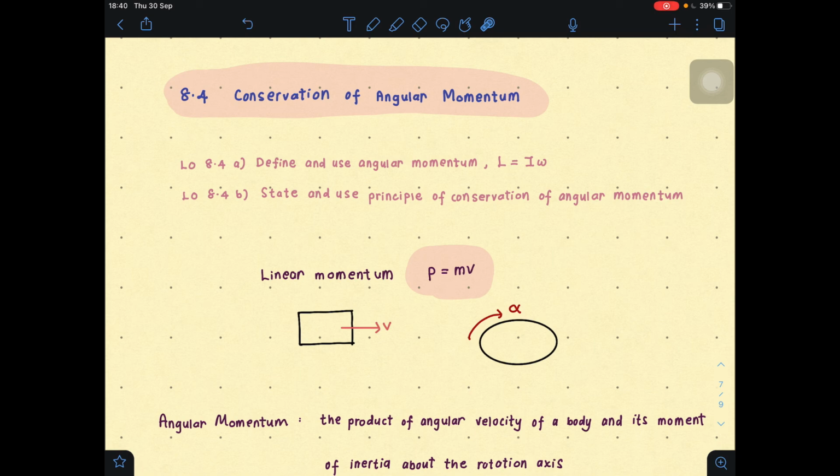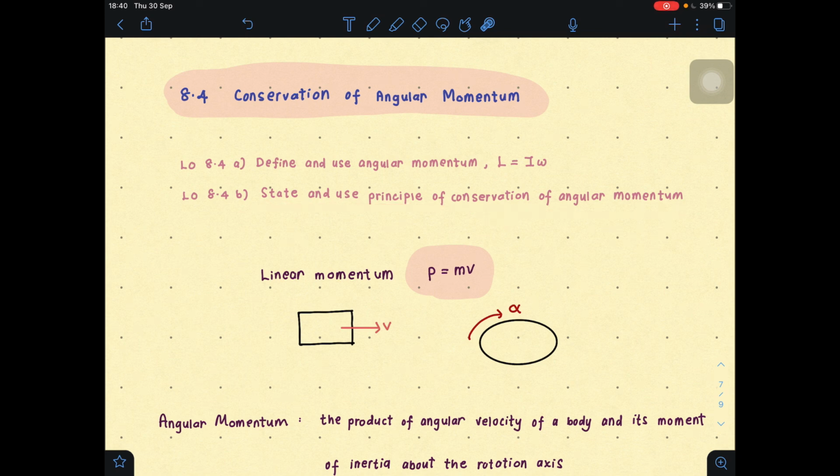Point 4, conservation of angular momentum. There are two learning outcomes here. First is to define and use angular momentum. Second is to state and use principle of conservation of angular momentum.